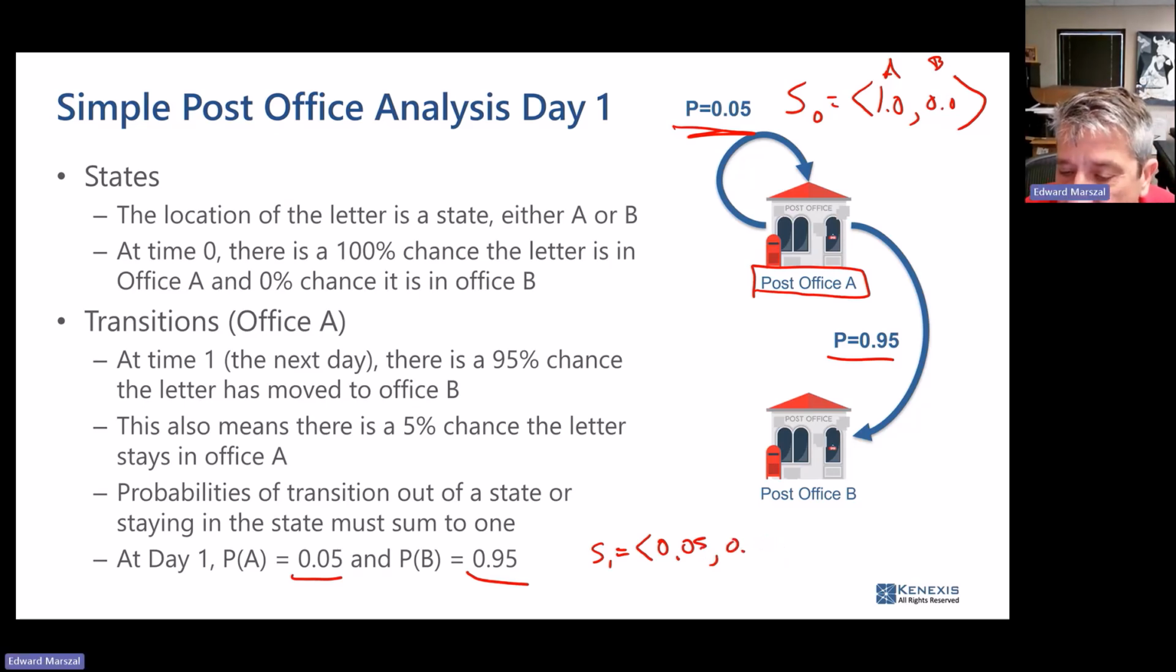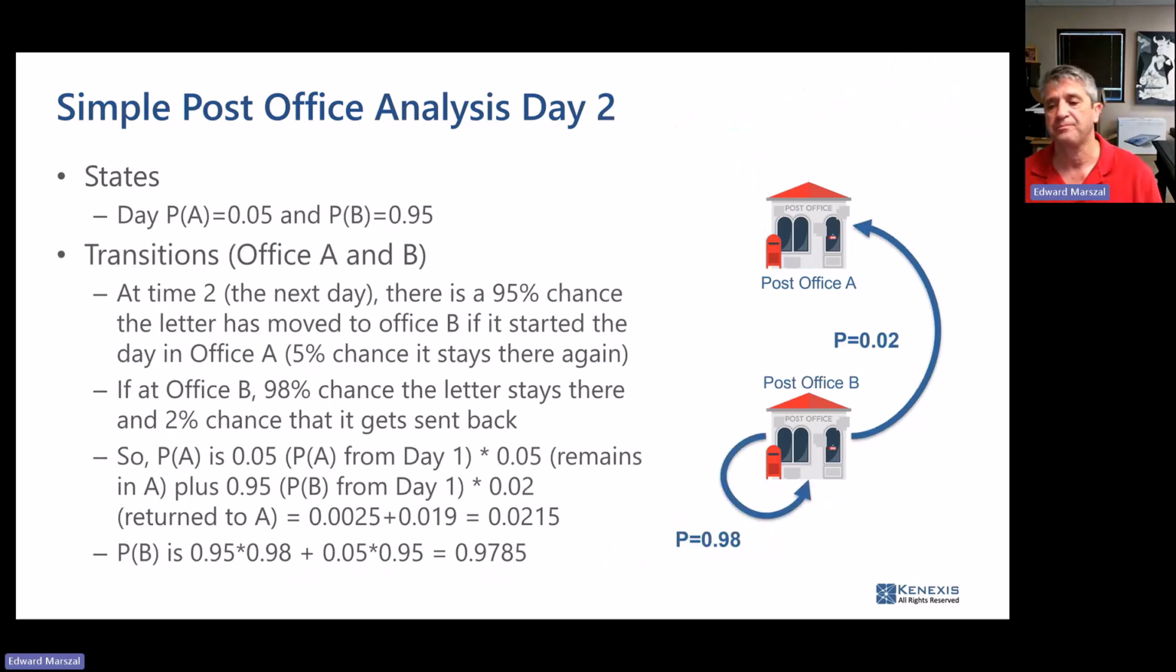Let's try that again. 0.05, 0.95. So a 5% chance that it's in post office A, 95% chance that it's in post office B. Let's continue. Now at day 2, I said that there is a chance, and again, I'll write this up here. So the state vector at day 1 is 5% A, 95% B.